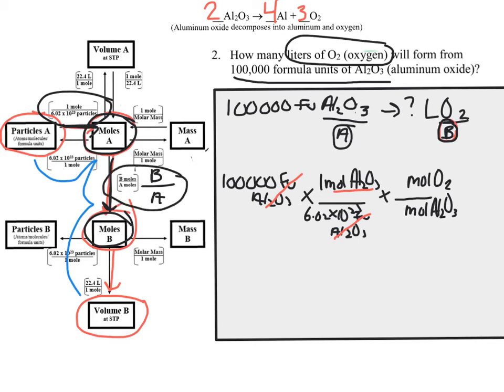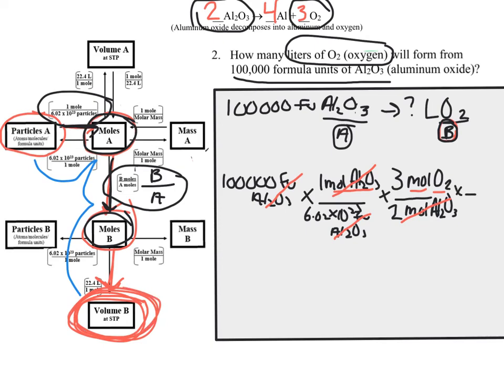Remember, at that step we use the balanced equation. In our balanced equation, there are 3 moles of oxygen, so we're going to put a 3 there. And on the bottom, aluminum oxide, there are 2 moles of aluminum oxide, so we put that on the bottom. Now we can double check our units, and indeed they cancel. You got rid of moles of aluminum oxide, which is important because now we're in moles of oxygen, and that's where we need to be to get to the last step, which is solving for volume of B.